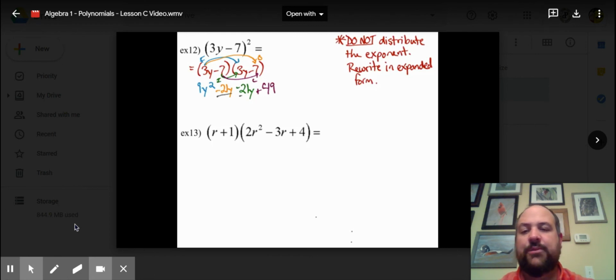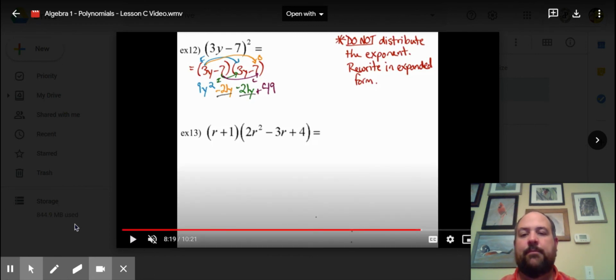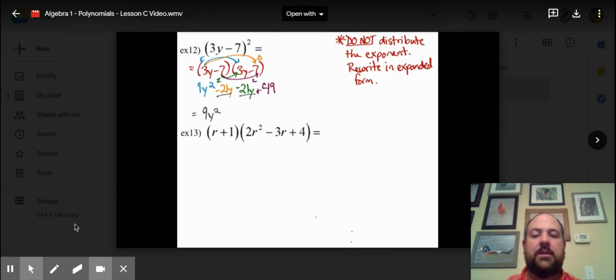And in this case, we get the exact same middle 2 terms, not opposites. In this case, they both have the same sign as well. So we're going to combine those. They don't cancel out. Instead, they basically double. We're going to get 9y squared, but then minus 42y, and then plus 49 as our final answer.